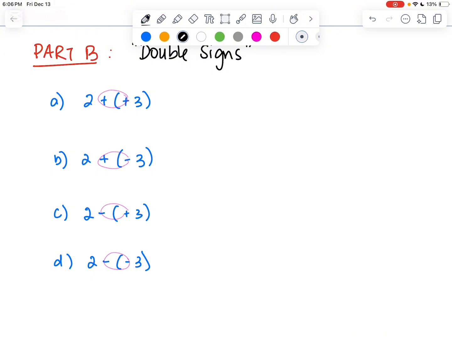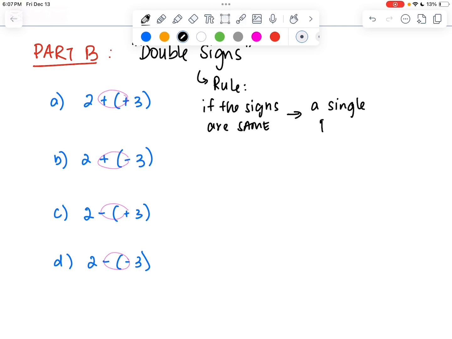But the rule for these double signs is, if the signs are the same, your double sign collapses into a single positive sign. Okay, so if my signs are both the same, they collapse into a single positive sign.